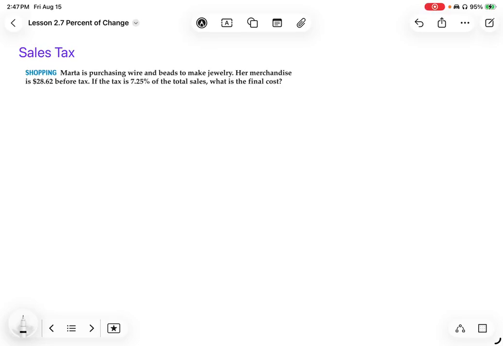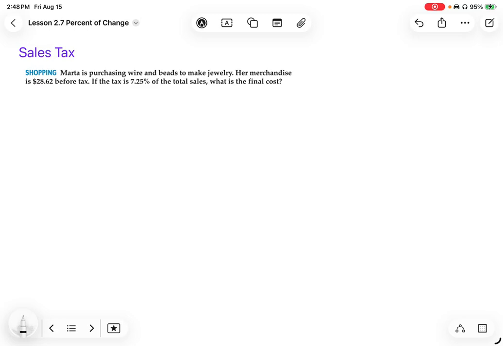Let's talk about how to calculate sales tax. This problem says Marta is purchasing wire and beads to make jewelry. Her merchandise is $28.62 before tax. If the tax is 7.25% of the total sales, what is her final cost?